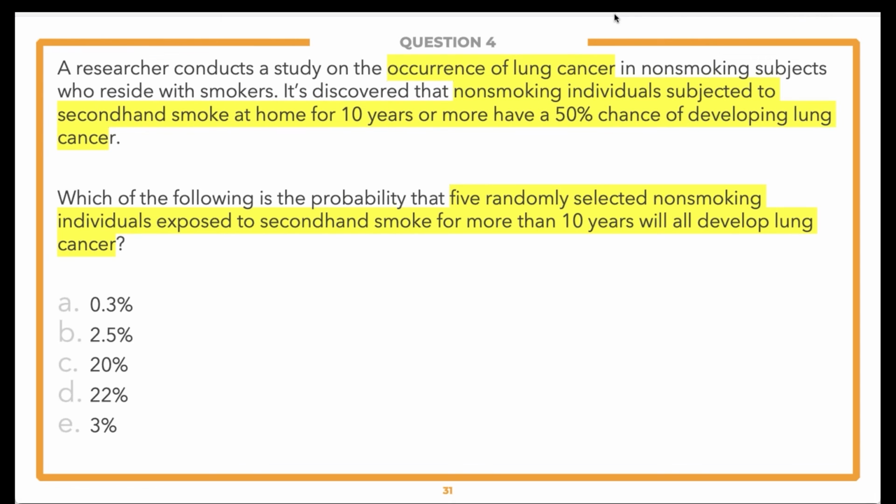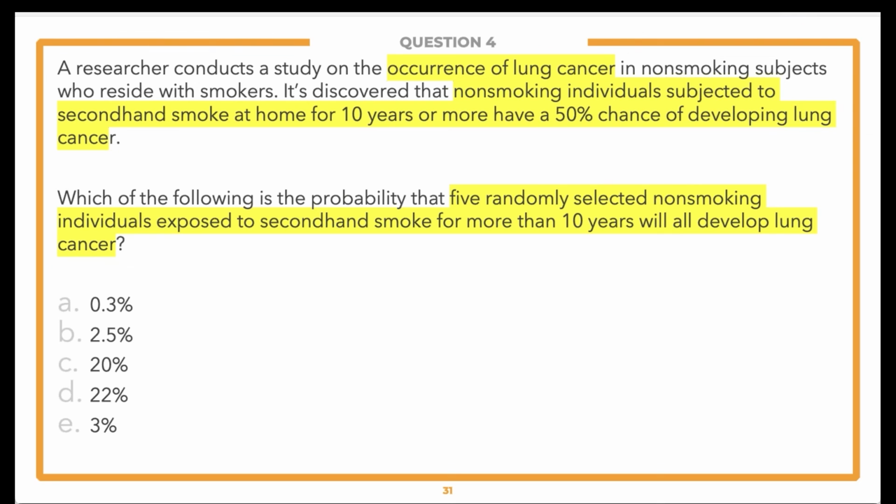And what about 5 people? Multiply that again by 0.5. You get 0.03125, which is 3%. That's it. It's as simple as that. You just multiply 0.5 by itself 5 times. That's it, right? Or you can just do 0.5 to the power of 5.